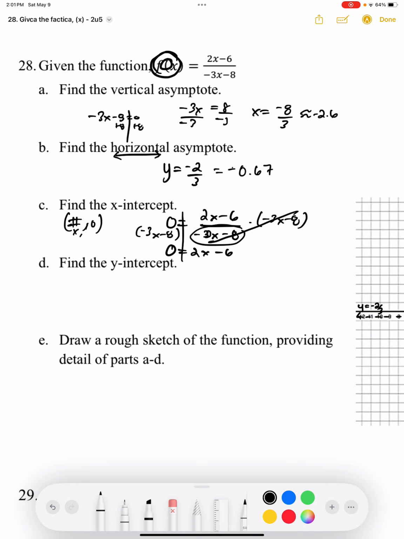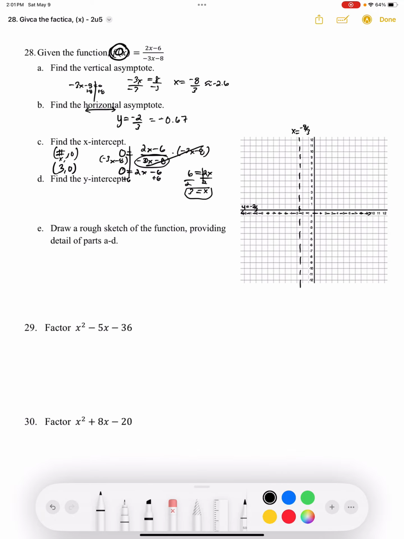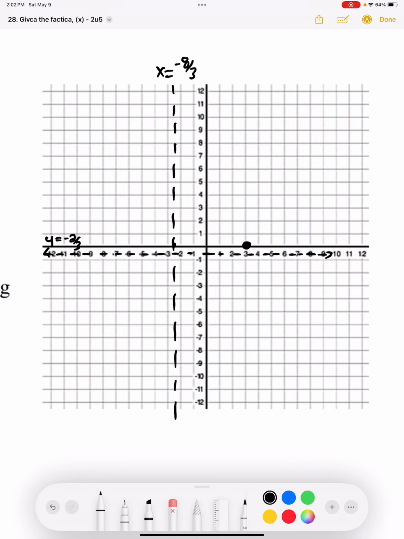2x minus 6. Now you're going to add 6. So we get 6 equals 2x and then divide by 2. So the answer is 3 because the 2's cancel. So our x-intercept is 3, 0. So on the x-axis, we should have a dot at 3, 0.